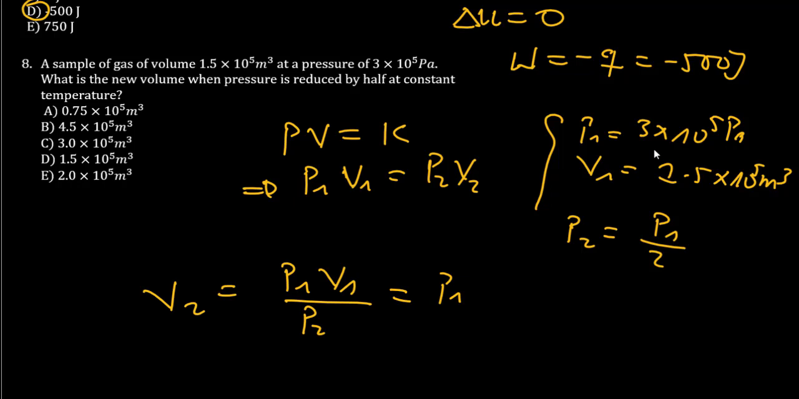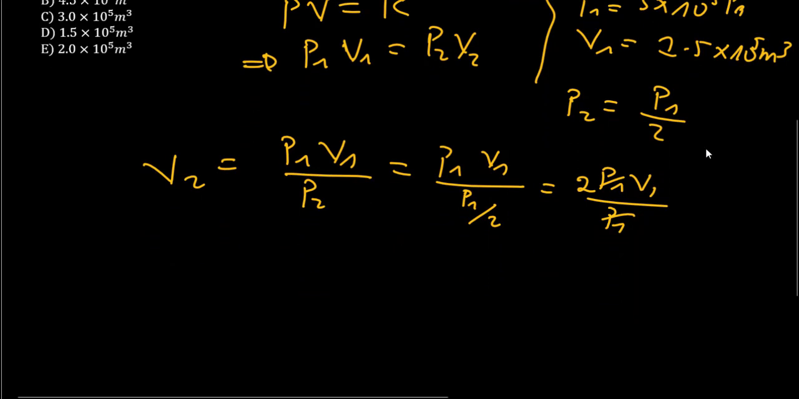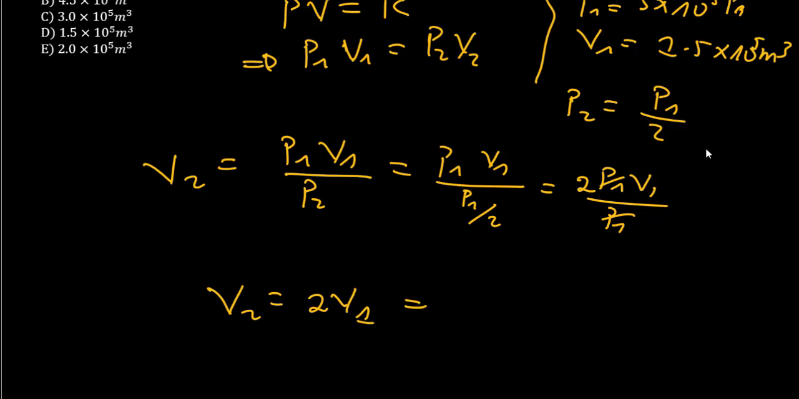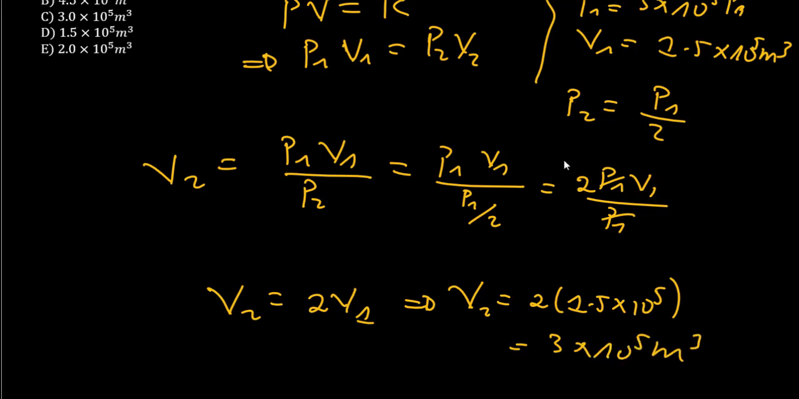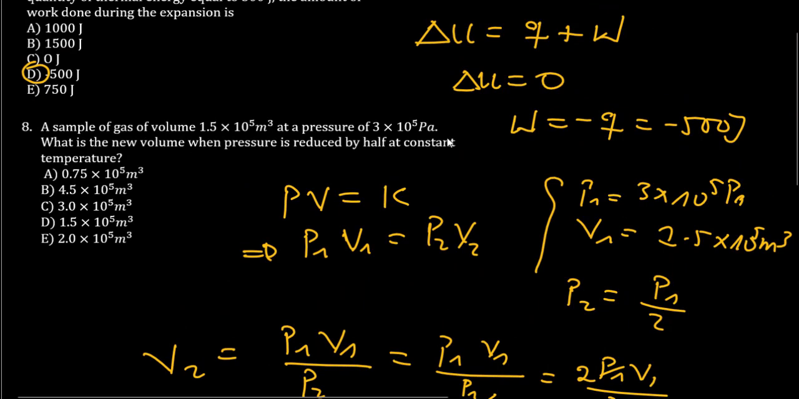So we replace P2 by P1 divided by 2, and we get P1 V1 divided by P1 over 2, which is going to give 2 P1 V1 over P1. So the P1 will simplify. It means V2 will simply be equal to 2 V1. And so from here we get that V2 will be equal to 2 times 1.5 times 10 raised to the power 5, and this gives us 3 times 10 to the power 5 meter cube. So the correct option is C.